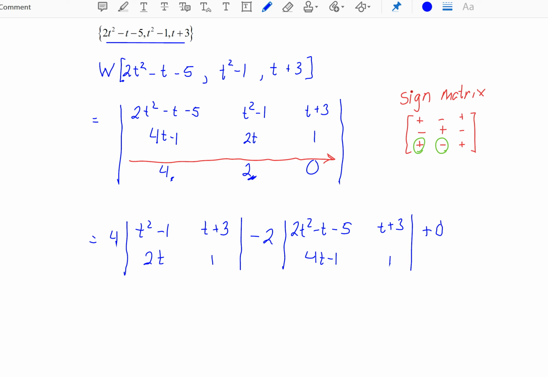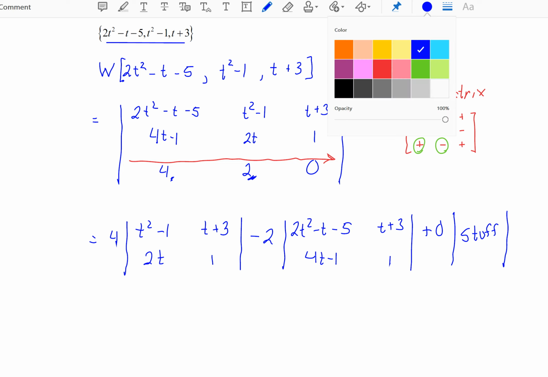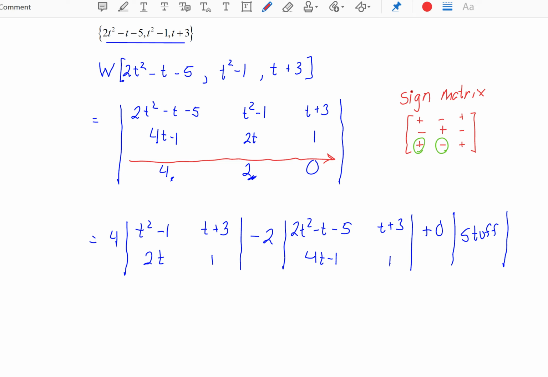Plus 0 times the determinant, and I'm just going to say some stuff here, because it really doesn't matter what's inside there, because I know the coefficient is 0, so this entire term is going to be 0.